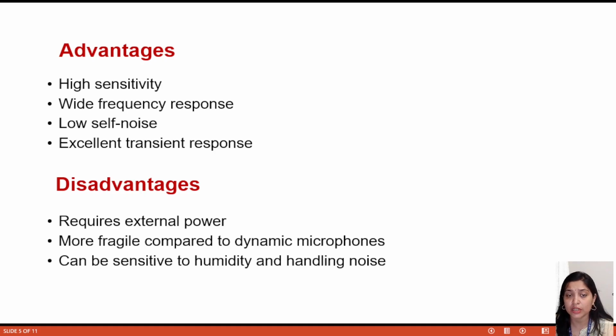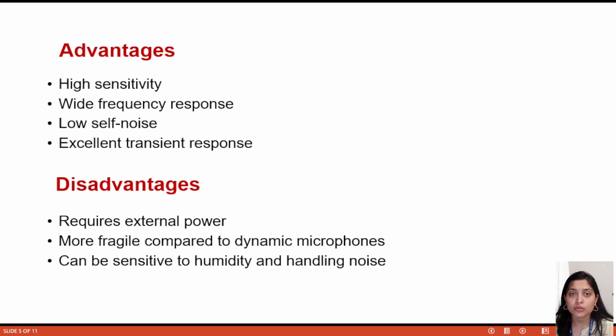Here, from the starting onwards I am telling all of you that there is an external power, that means a battery, which is very important. It is more fragile compared to a dynamic microphone, and it can be sensitive to humidity, and it is handling noise also.